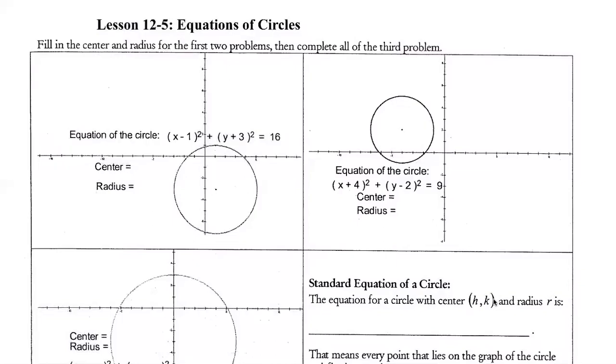This is lesson 12.5 on equations of circles. So just like we could write equations of lines given, for example, 2 points or a point on the line and a slope, we can write the equation of a circle if we know its center and its radius.